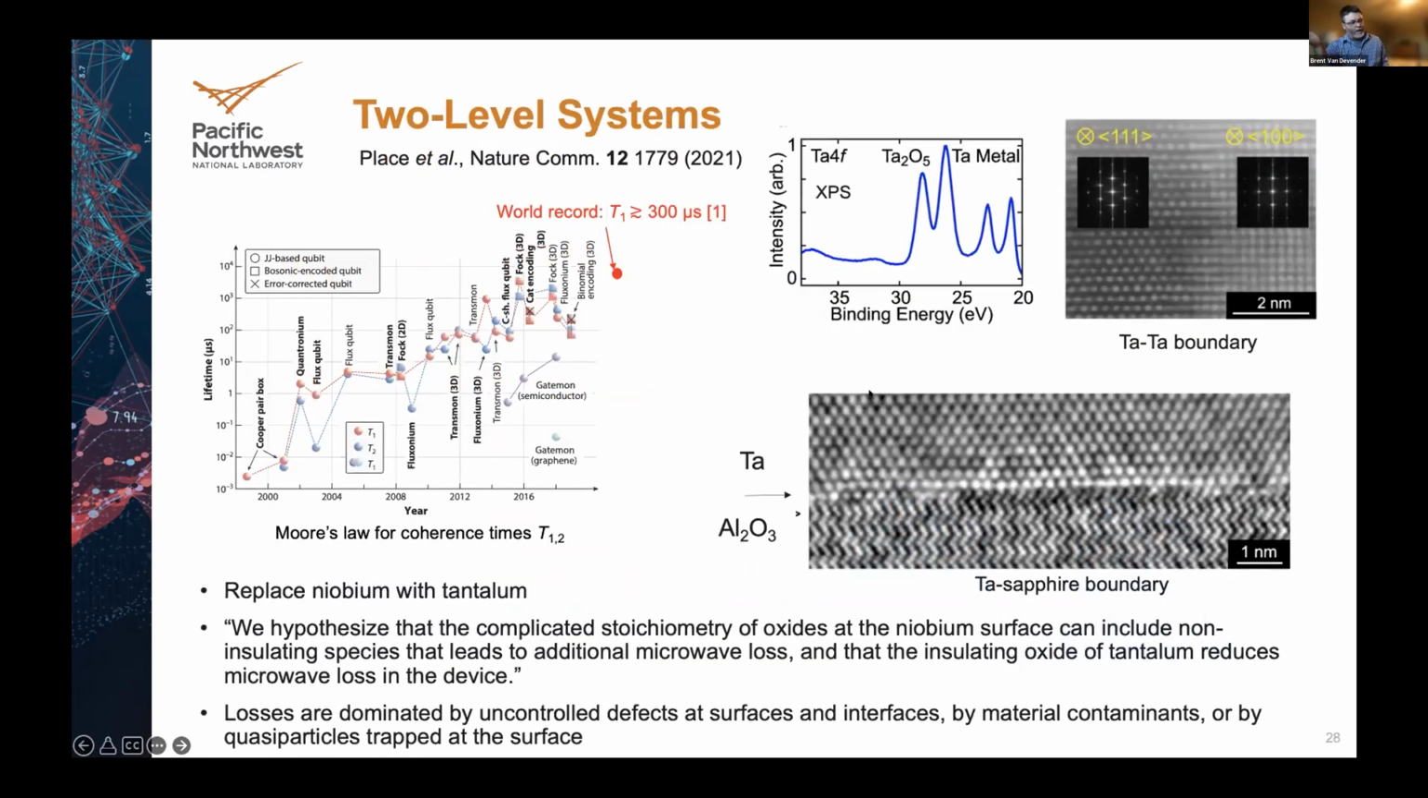I feel like I should say, what is the dominant cause if it's not the quasi-particles? I'm going to come back to this plot I showed you before, the Moore's law, and let's talk about that world record coherence time. That's actually a materials thing. What this group did was they took a qubit that they had already high performance but made out of niobium superconductor and replaced the niobium with tantalum everywhere.